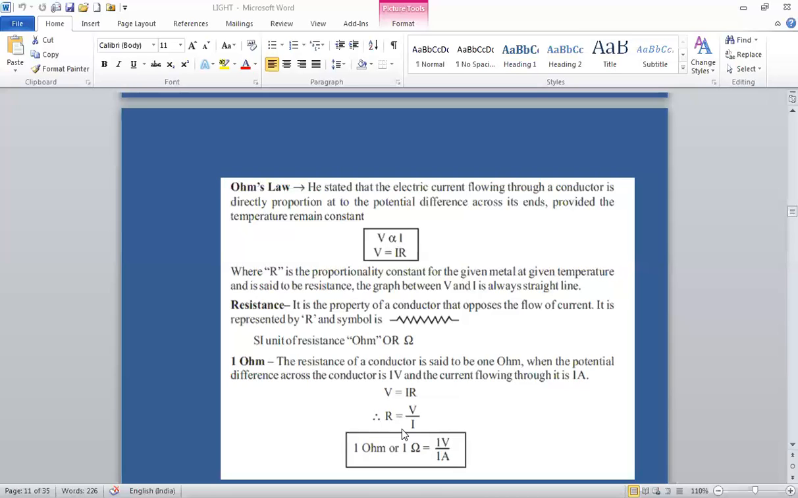Now, the unit of resistance. I have told you the resistance is denoted by R, and its unit is ohm. Now we'll study the factors which affect the resistance.